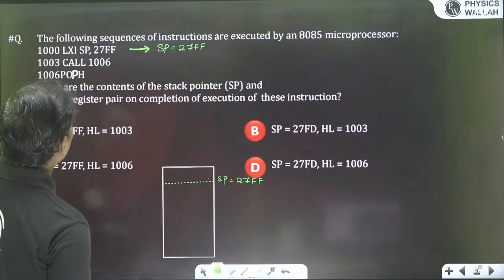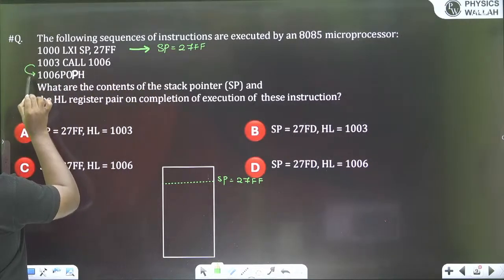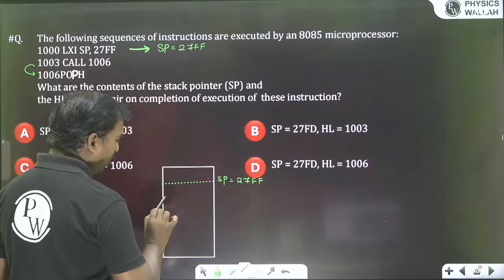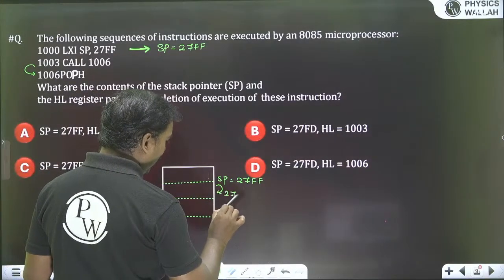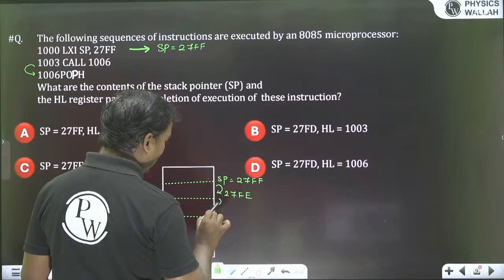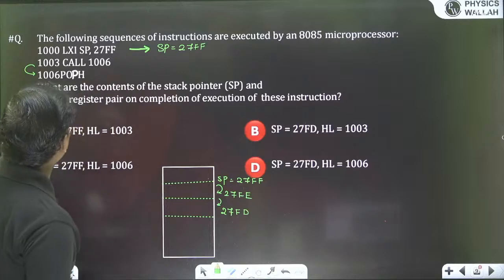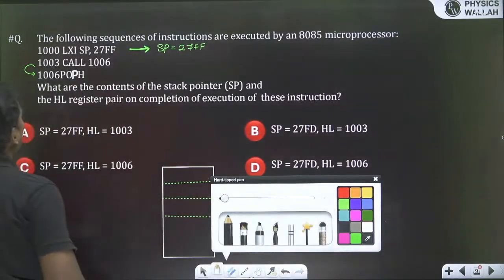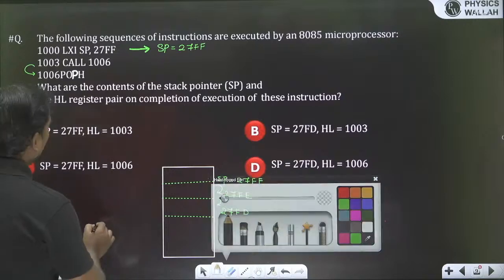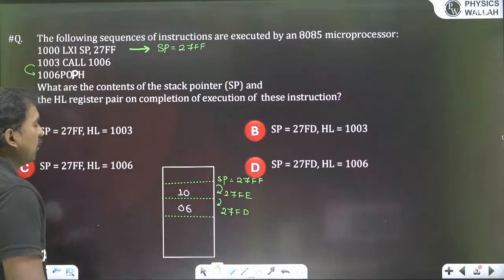Call 1006 means what happens? Before calling the next address, the next instruction address, that is 1006, is going to be pushed onto the stack. The stack pointer has to be decremented twice. That is 27FE and this is 27FD. So now it is going to call 1006. The next instruction 06 and 10 will come here.